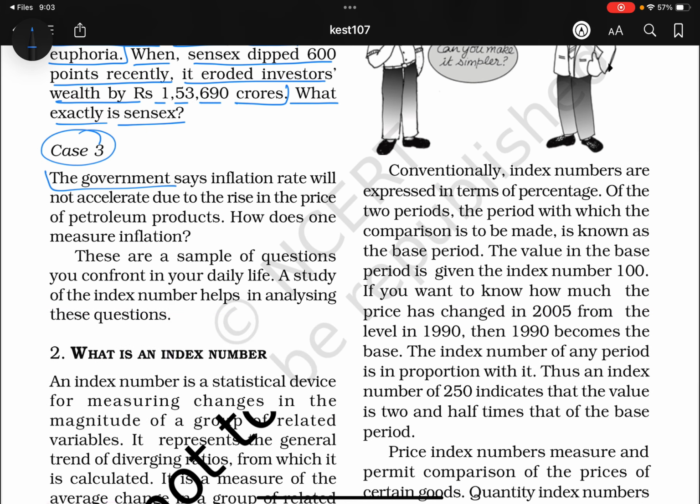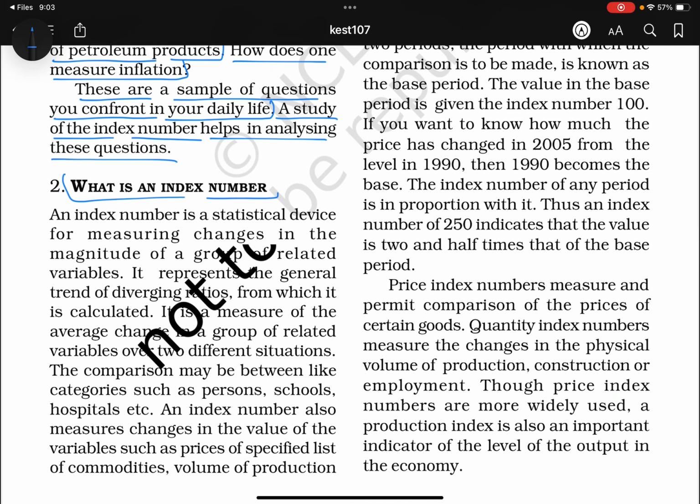Case 3. The government says the inflation rate will not accelerate due to the rise in the price of petroleum products. How does one measure inflation? These are a sample of questions you confront in your daily life. A study of the index number helps in analyzing these questions. What is an index number?